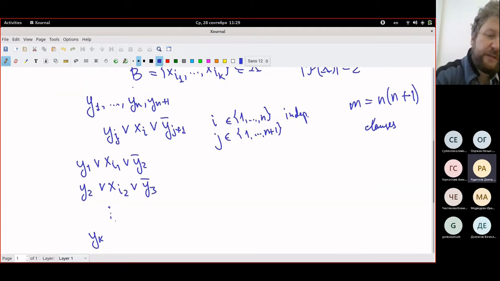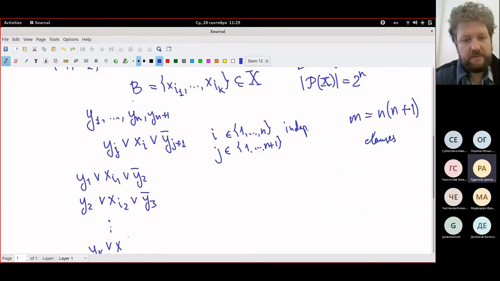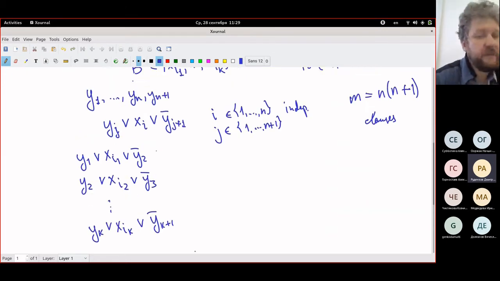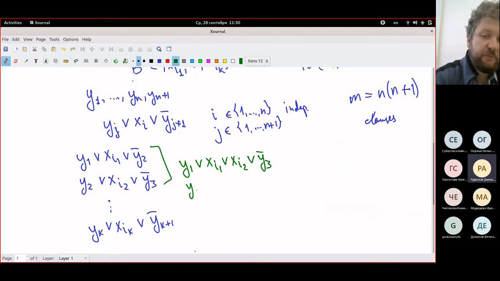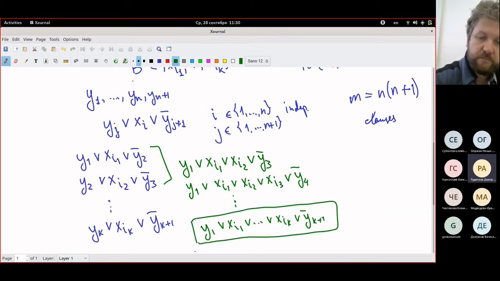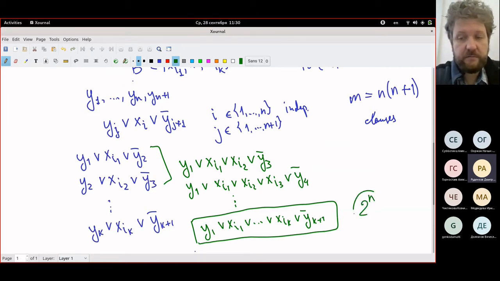So here you will have yk or xi, k or yk plus 1 negation. You will see why. And now we start resolving. I will write it in green. Resolving these two gives you y1 or xi1 or xi2 or y3 negation. Then resolving with the next one gives you y1 or xi1 or xi2 or xi3 or y4 negation, and so on, and in the end you will get the following clause. And there are 2 to the n clauses of this form.